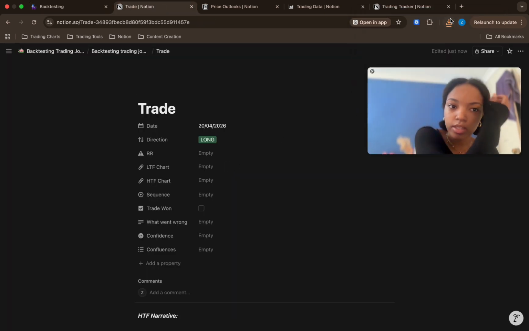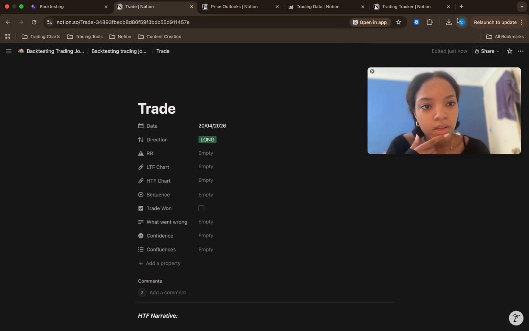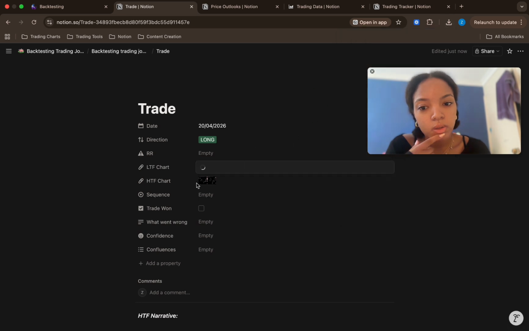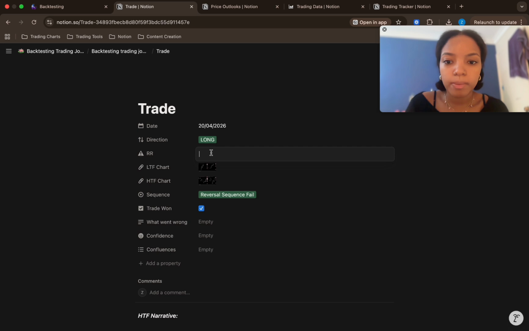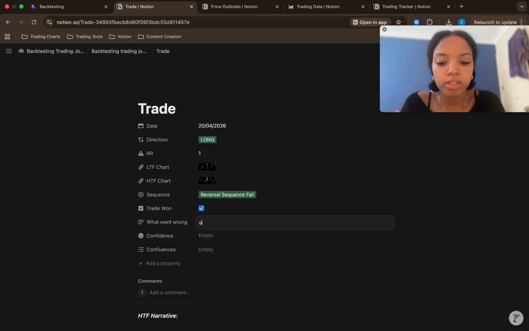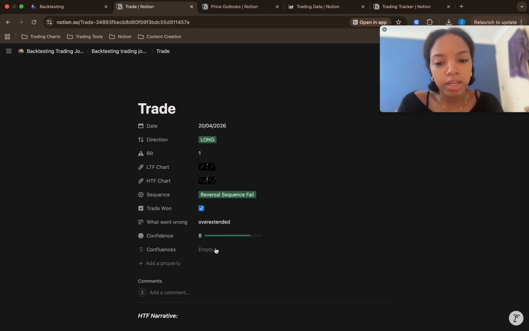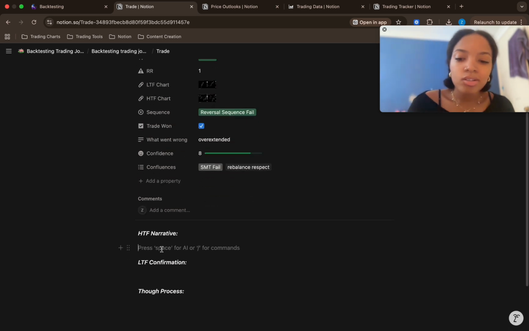Alright, let's insert the pictures. So this is the high time frame one. Cool. This is the low time frame one. Trade was 1R. We had a reversal sequence fail. It's 1R. Nothing really went wrong. We were just really overextended. Confidence is like an 8. Confluences, we had SMT fail. Rebalance respect. Reversal sequence.